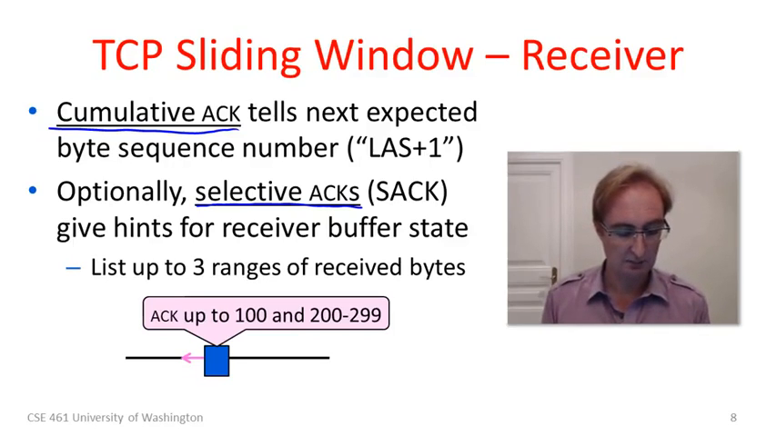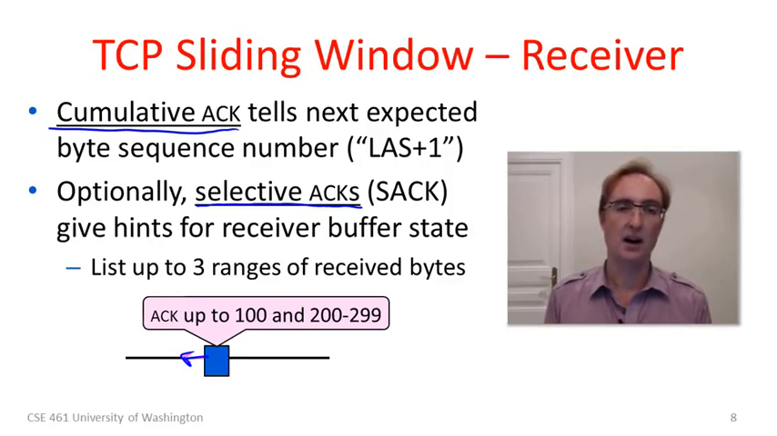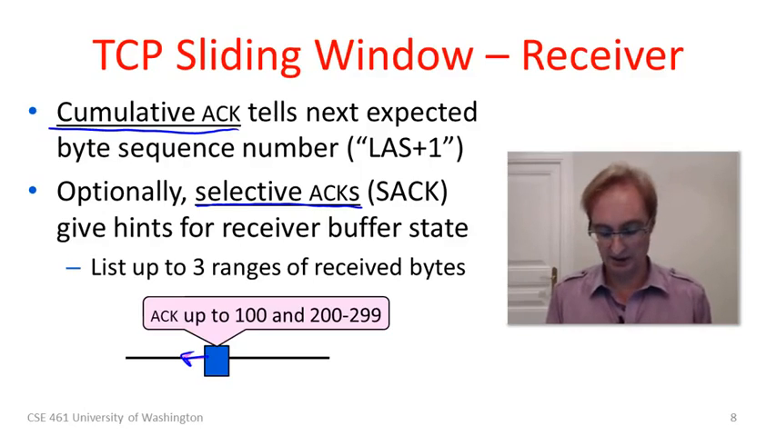So an ACK going back from B to A might, for instance, say: I'm an ACK, and I'm ACKing that all bytes have been received up to byte 99, and the next byte I expect is 100. That's the cumulative ACK. In addition to that, I also happen to have received bytes 200 to 299. So you can see there's a bit of a hole here. We don't know what's happened to bytes 100 to 199 yet.